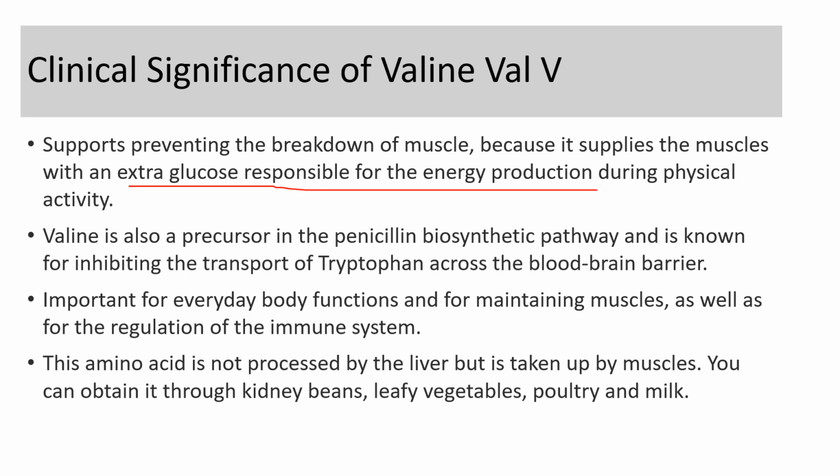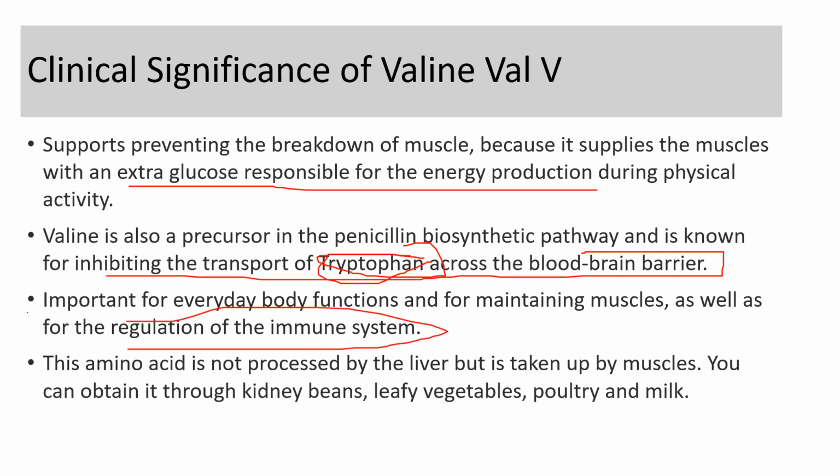Valine is also a precursor in penicillin biosynthetic pathway and is known for inhibiting the transport of tryptophan across the blood-brain barrier. Okay, so tryptophan, like we studied, is also one of the branch chain amino acids. Important for everyday, tryptophan is an aromatic amino acid, alpha amino acid. Sorry, important for everyday body functions and for maintaining muscles as well as for regulation of the immune system. The amino acid is not processed by the liver, but is taken up by muscles. You can obtain it through kidney beans, leafy vegetables, poultry, and milk.